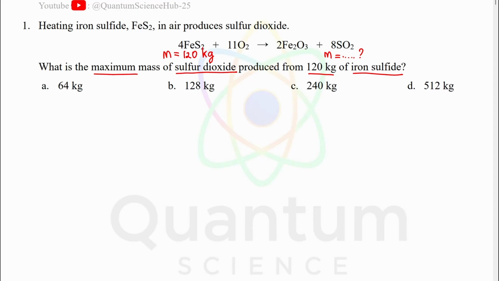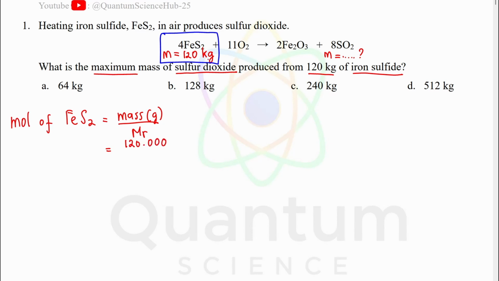Okay, so first of all, we will take this as the reference, right? Because we know the mass, and that's why we will find the mole. So mole of FeS2 equals mass, which should be in grams, divided by Mr, right? And what is the mass of FeS2? 120,000 gram, okay? When you change it into gram, you should times by 1,000. So 120 times 1,000 is 120,000. And divide by the Mr of FeS2. So you have to find the Mr.